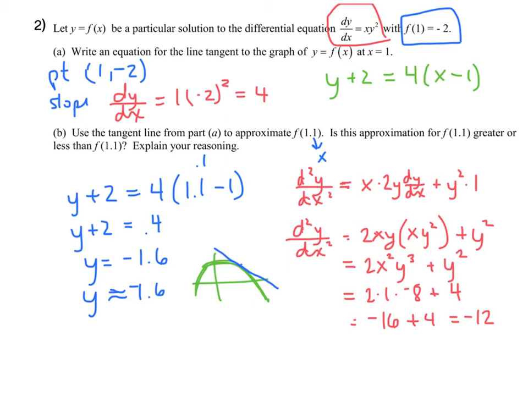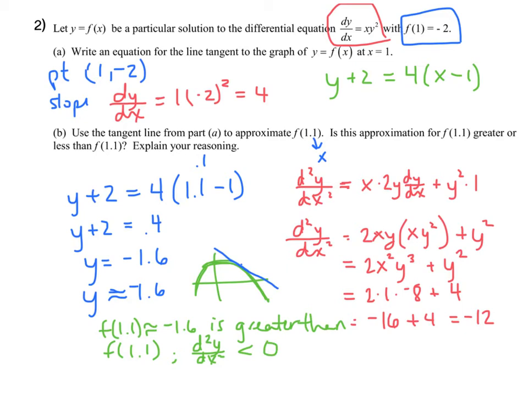So if I were to make a conclusion, I would say that f of 1.1, which was approximately -1.6, is greater than the actual value of f of 1.1, and that's because the second derivative was less than 0, making it concave down.